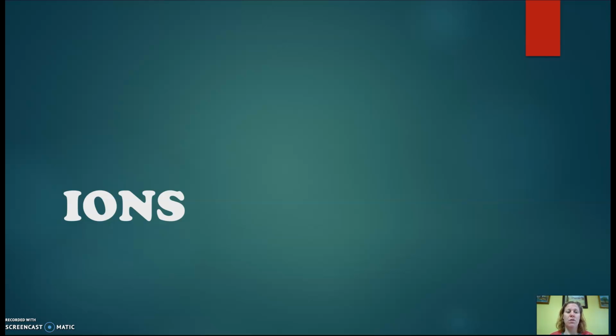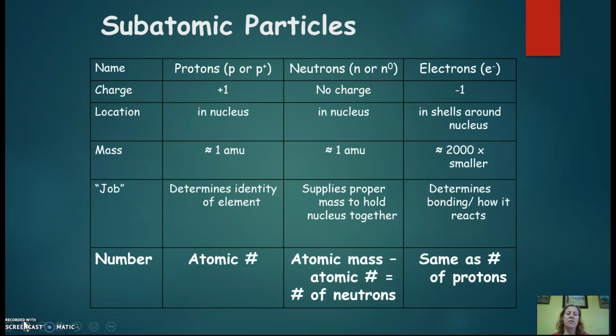Hey guys, today we're going to be talking about ions. So let's real fast review yesterday's stuff. Okay, so here's the chart. Protons have a 1 plus charge on the nucleus, mass of 1 AMU. The job is it determines the identity, it's the atomic number. You find neutrons by mass minus atomic number.